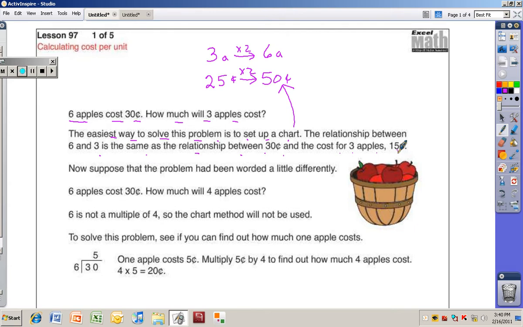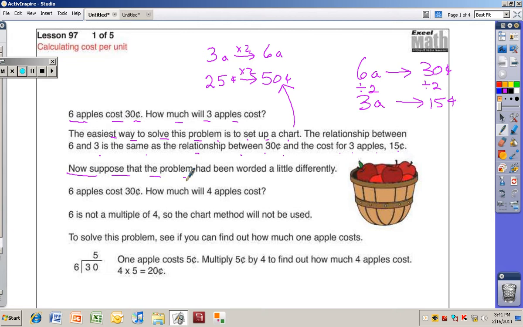And so let me just show you this problem here. It says 6 apples for 30 cents, 3 apples for what? And what we're doing here is dividing both by 2 and getting 15 cents. So that's the easiest way to do the problem. It's the way you've learned how to do it so far.